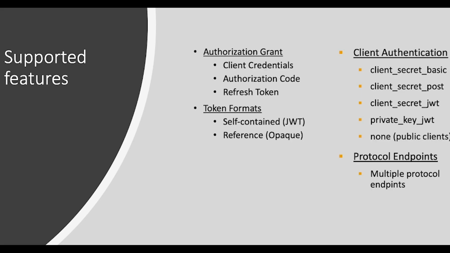The supported features for Spring Authorization Server version 1.0.0 are that three grant types are supported, which are client credentials, authorization code, and refresh token. We'll see today the client credentials. In other videos we'll see authorization code and refresh tokens. There are two token formats supported, the opaque and self-contained JWT. Clients can be authenticated using client secret basic, client secret post, client secret JWT, or private key JWT. You have none for public clients.